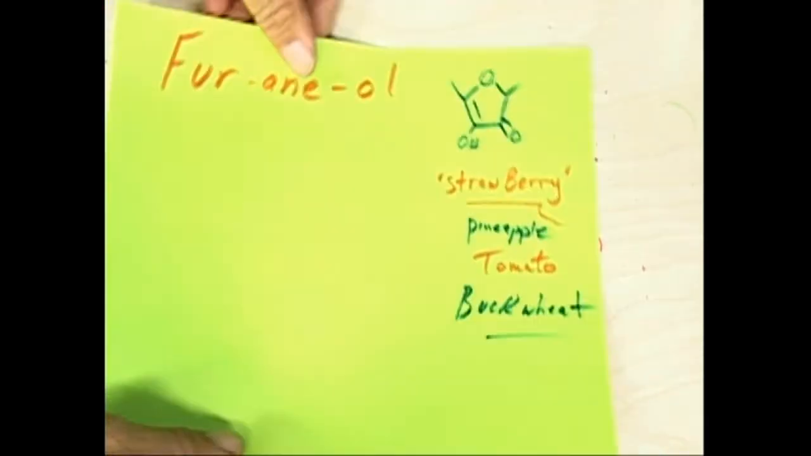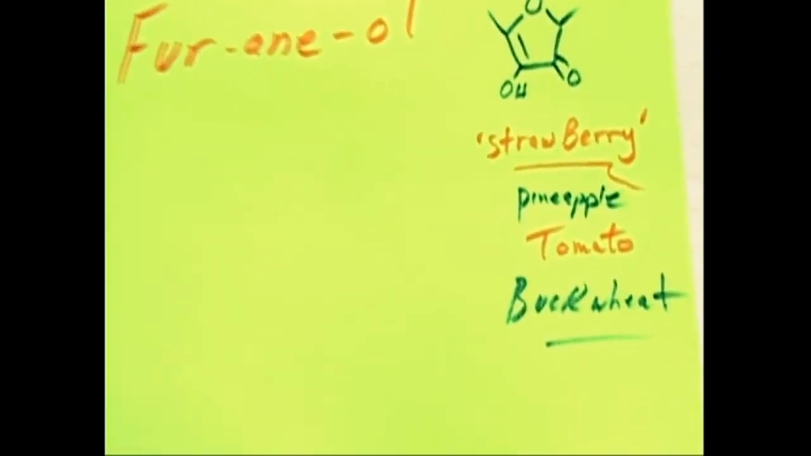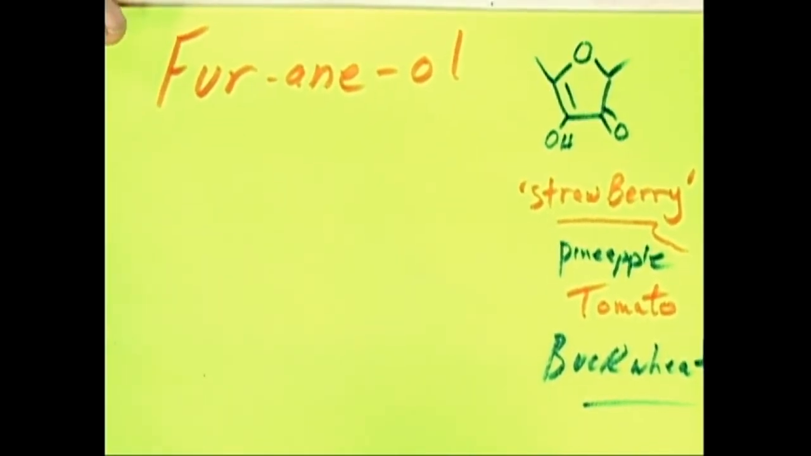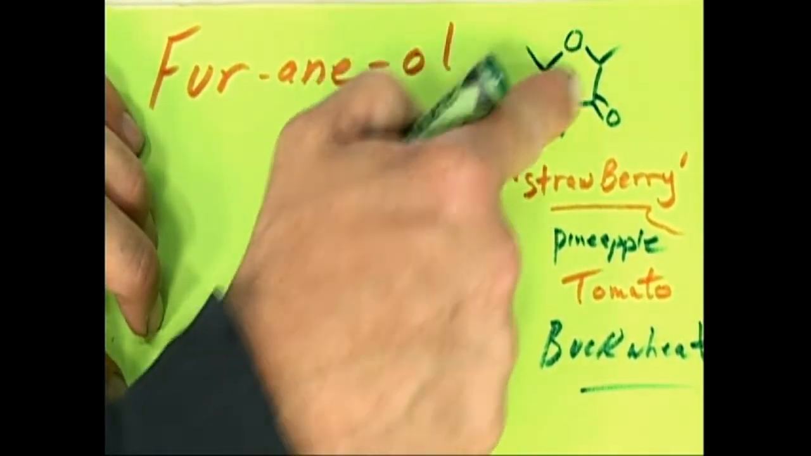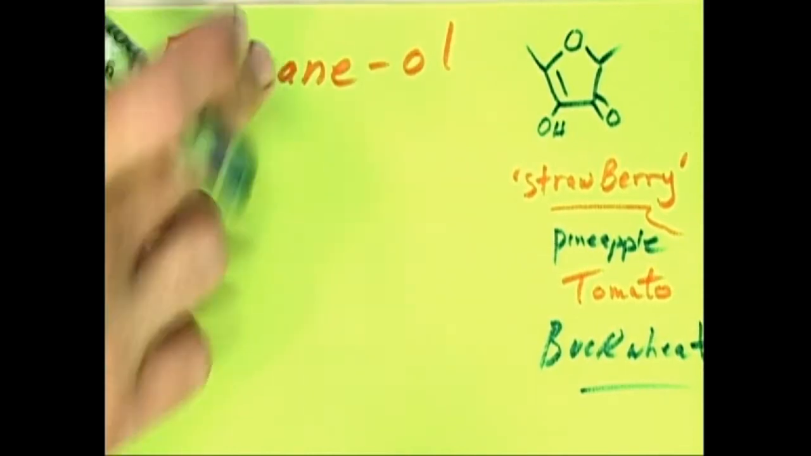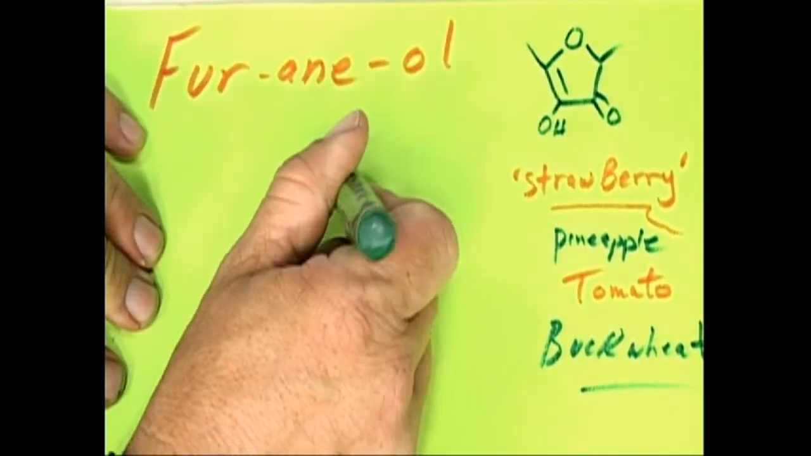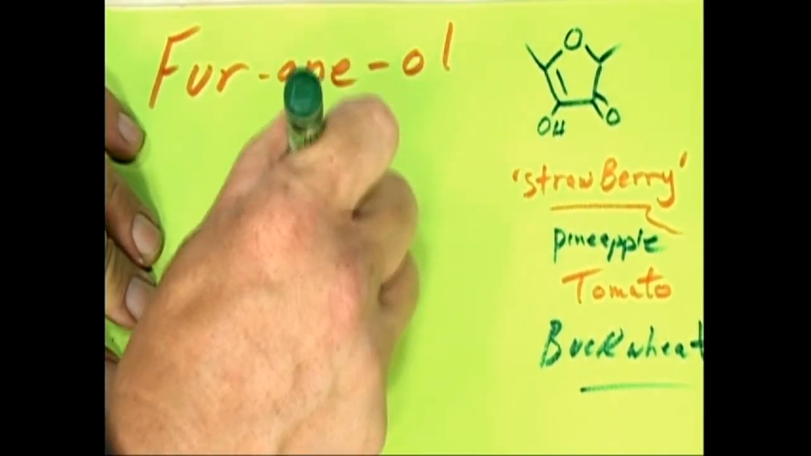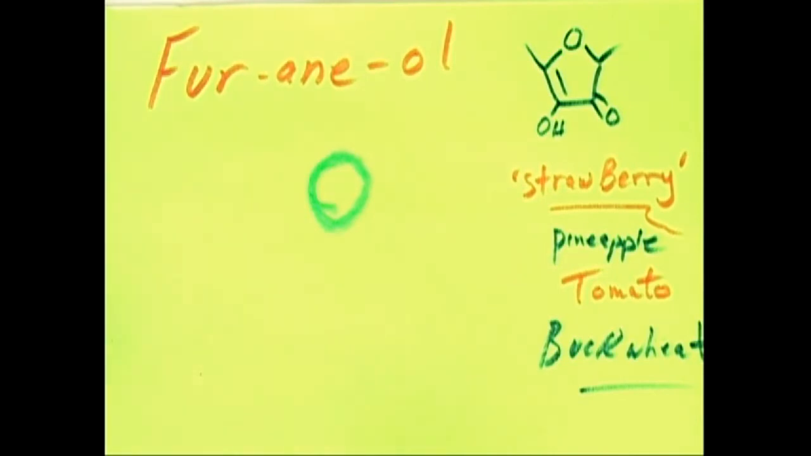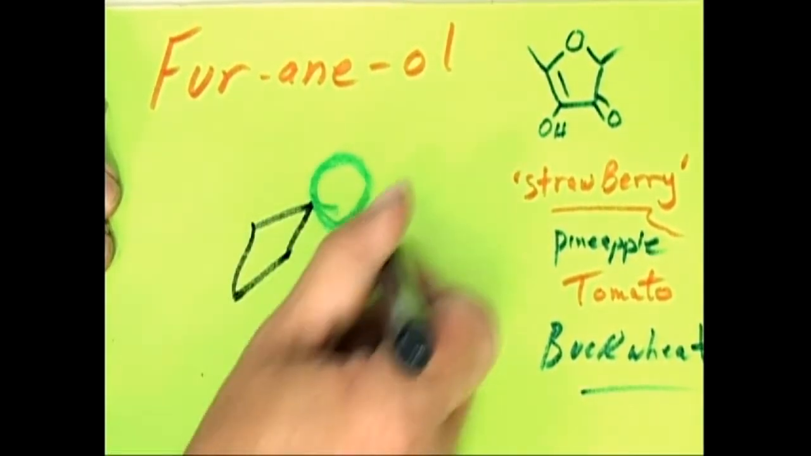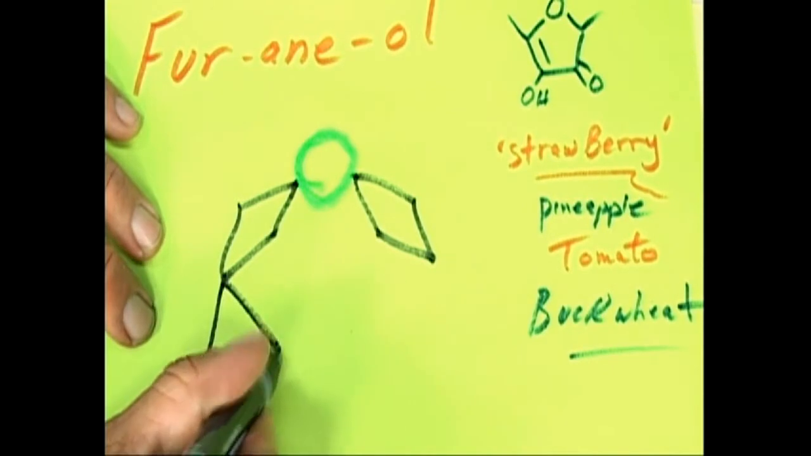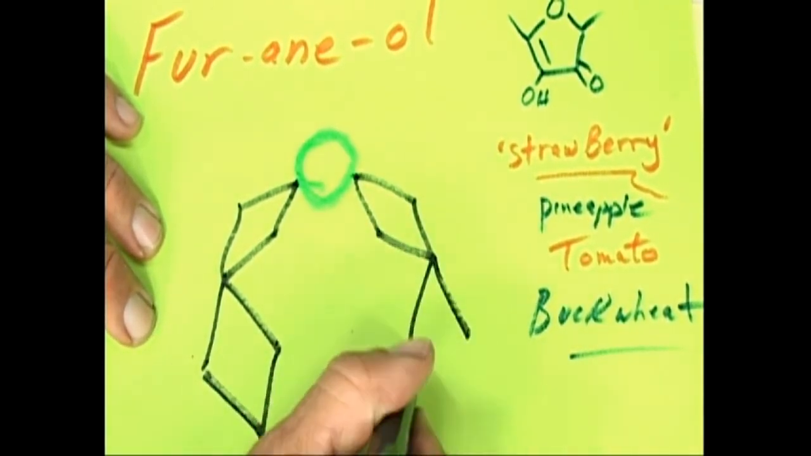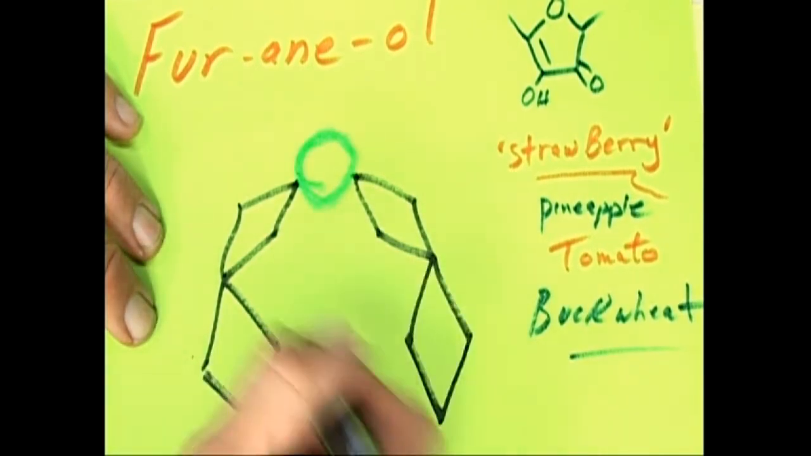Next we have strawberry. Furaneol. It's maybe pineapple, tomato, that kind of stuff too. So let's start. It looks just like our ribose ring. You're going to hear furanol, furane, for 5-membered rings, if I recall. So let's draw. I'll just start here. Big O to a diamond, to a diamond. See how aggressive you can get? Just start drawing it. Diamond. Diamond. That's your 5-membered ring right there.